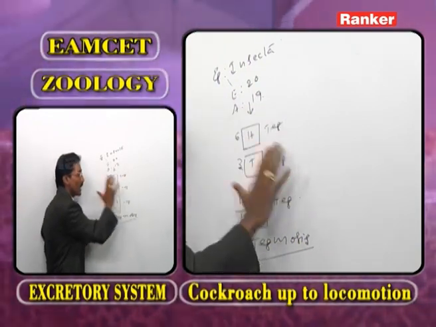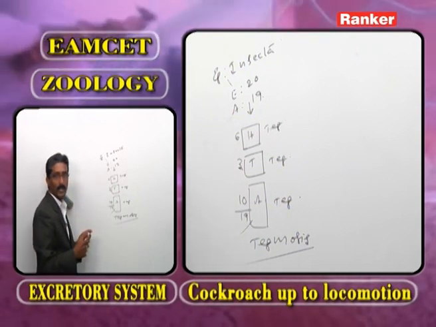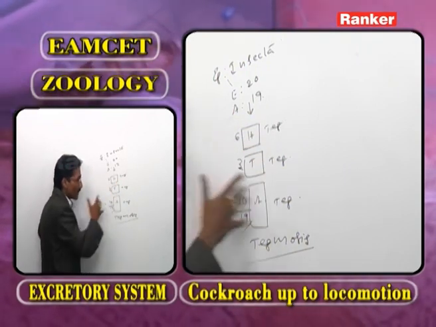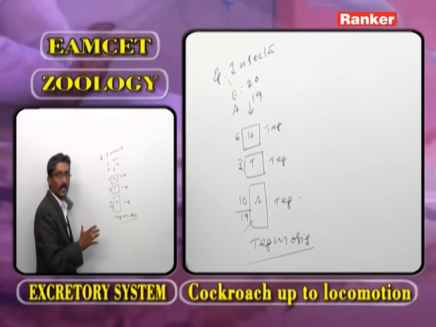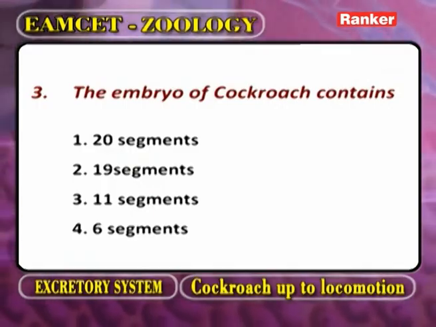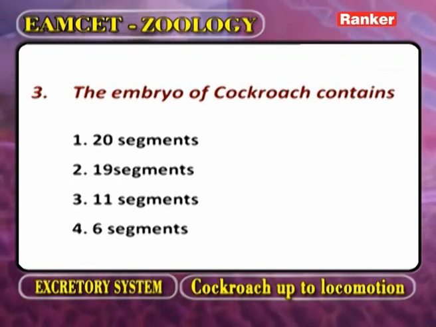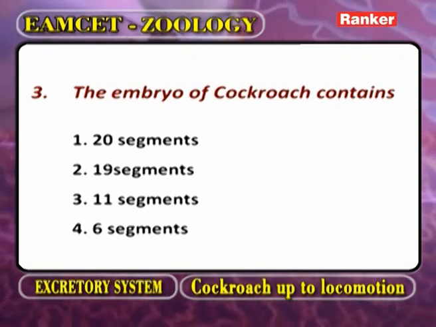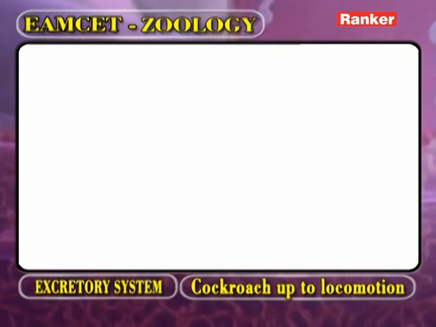How are they arranged? In tegmata. The process of formation of tegmata, we call it tegmasis. Now, what is the answer? In the embryonic stage, how many segments? 20. Now, go for the next question.